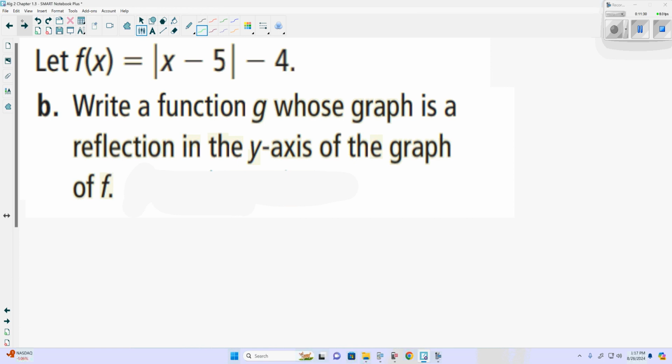Let f of x equal the absolute value of x minus 5 minus 4. Write a function g whose graph is a reflection in the y-axis of the graph of f. Well, our general form for a reflection in the y-axis is f of negative x.